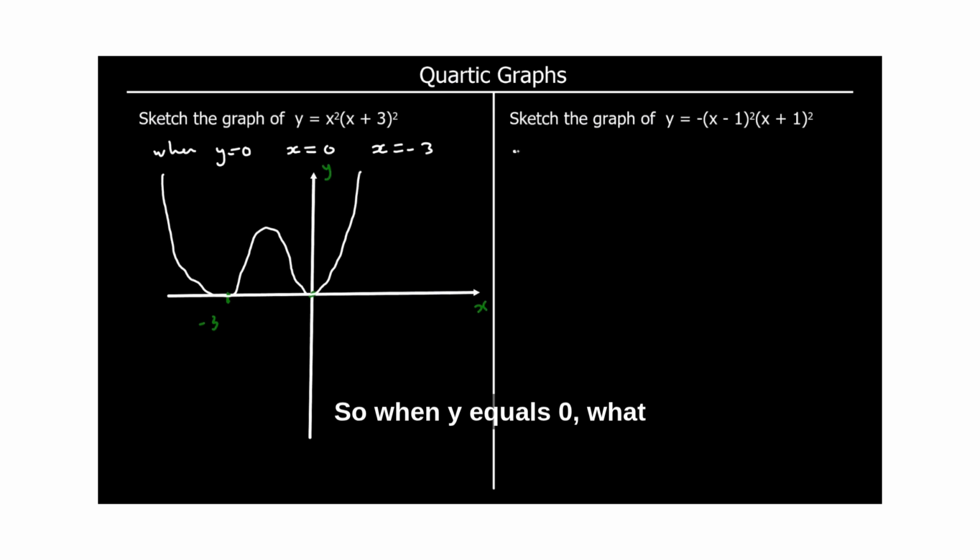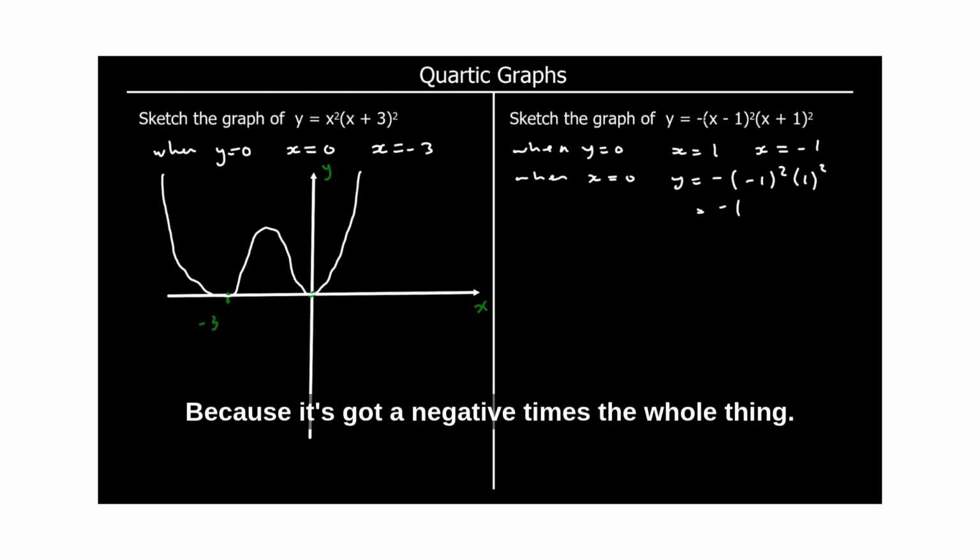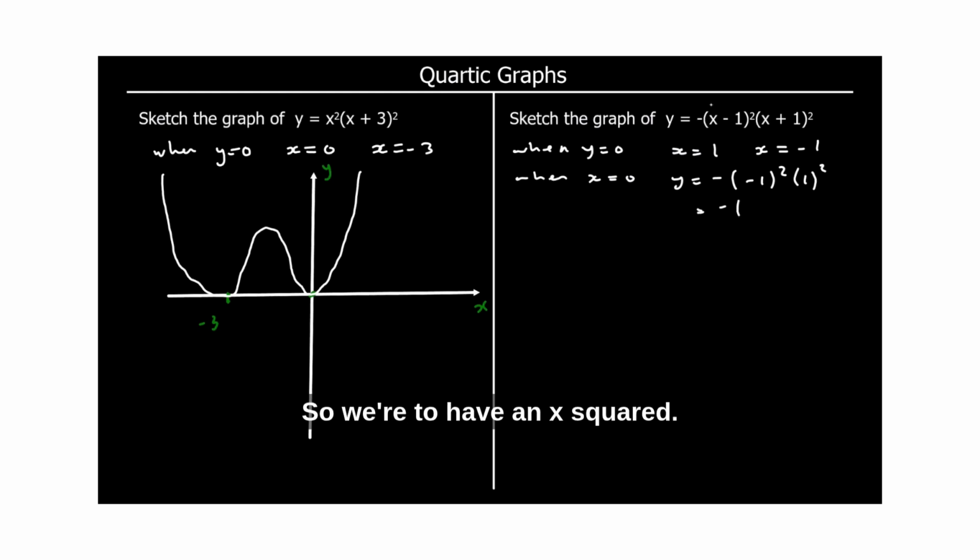So when y equals 0, what does x have to be? X can be 1 or -1. And when x equals 0, y is going to be -1 squared times 1 squared. So that's -1. It's going to be a negative shape because it's got a negative times the whole thing. So we're going to have an x squared, x squared times x squared times -1. That will be negative x to the power of 4.